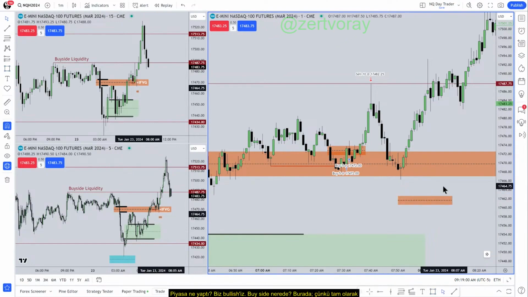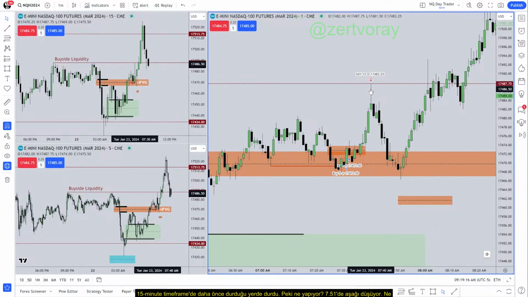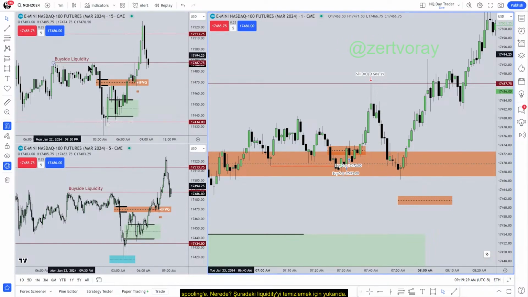See that? What did the market do? We're bullish. Where's the buy side? Here, because it stopped right where it did over here on the 15-minute time frame too. So what does it do? It drops down at 7:51. What is it doing? It's dropping down to take the liquidity out here on that low. To do what? To start spooling. Where? To clear the liquidity above here.